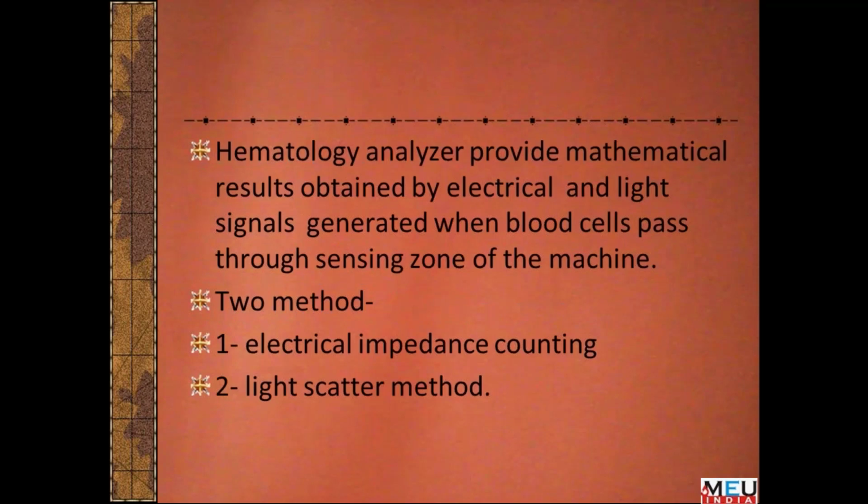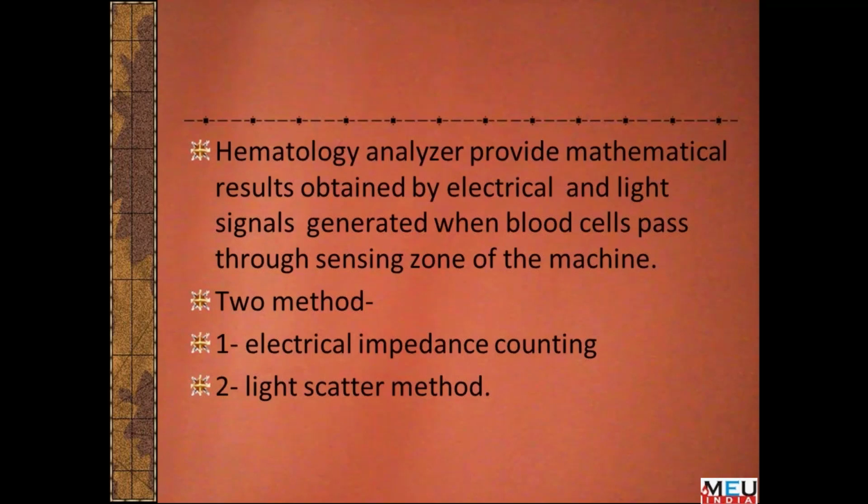The hematologic analyzers provide the mathematical results obtained by electrical and light signals generated when the cell passes through a sensing zone of the machine. And two methods are there. One is the electrical impedance counting, and the other is the light scatter method.